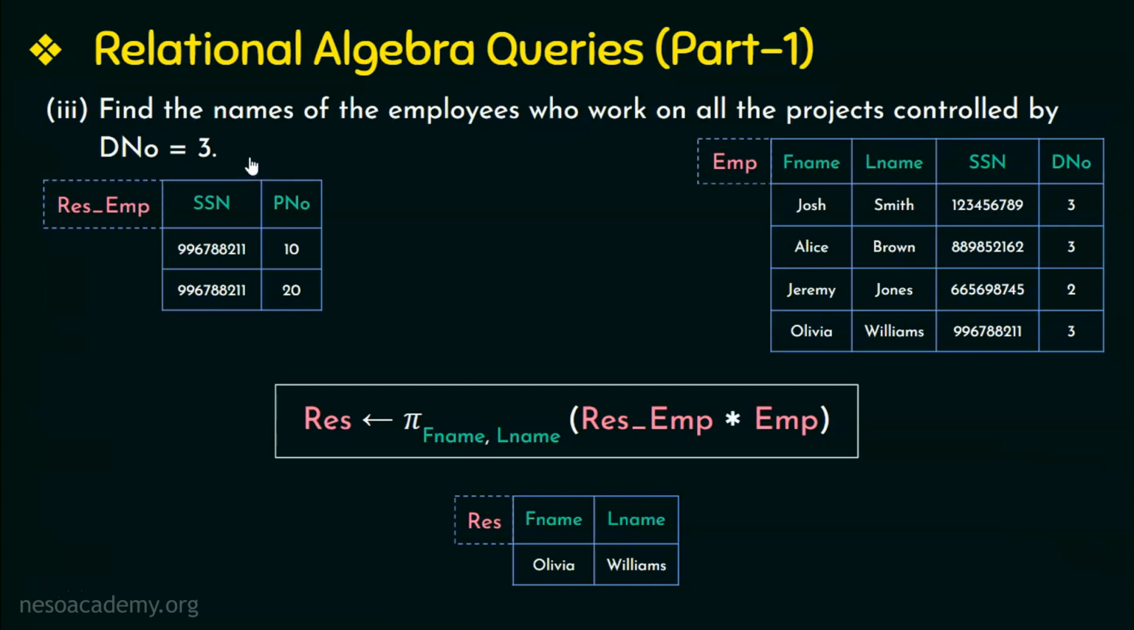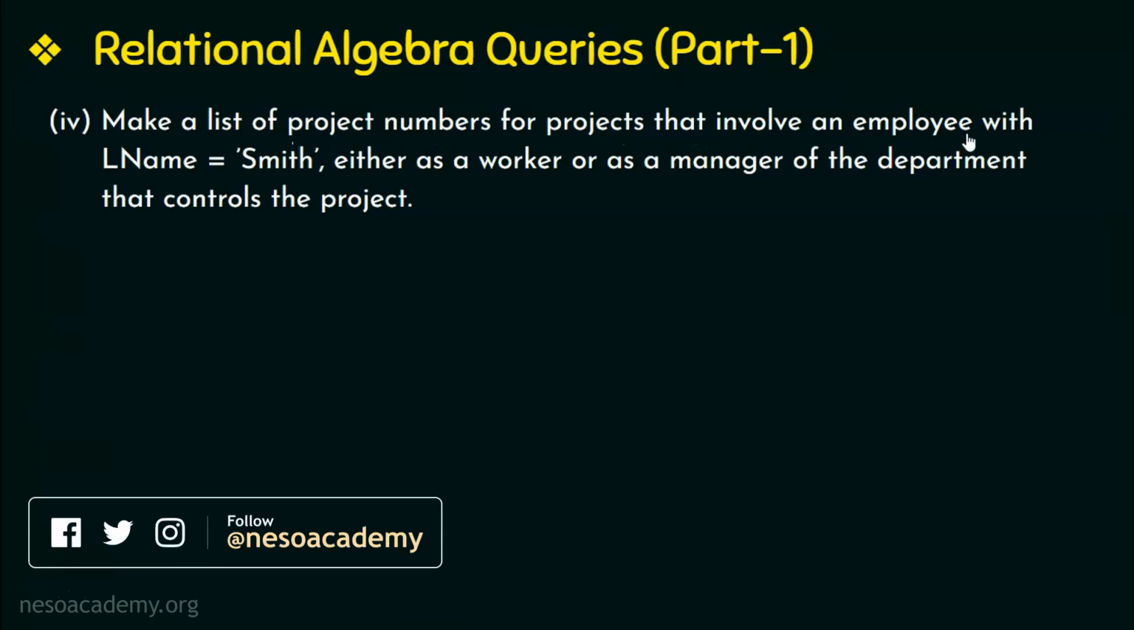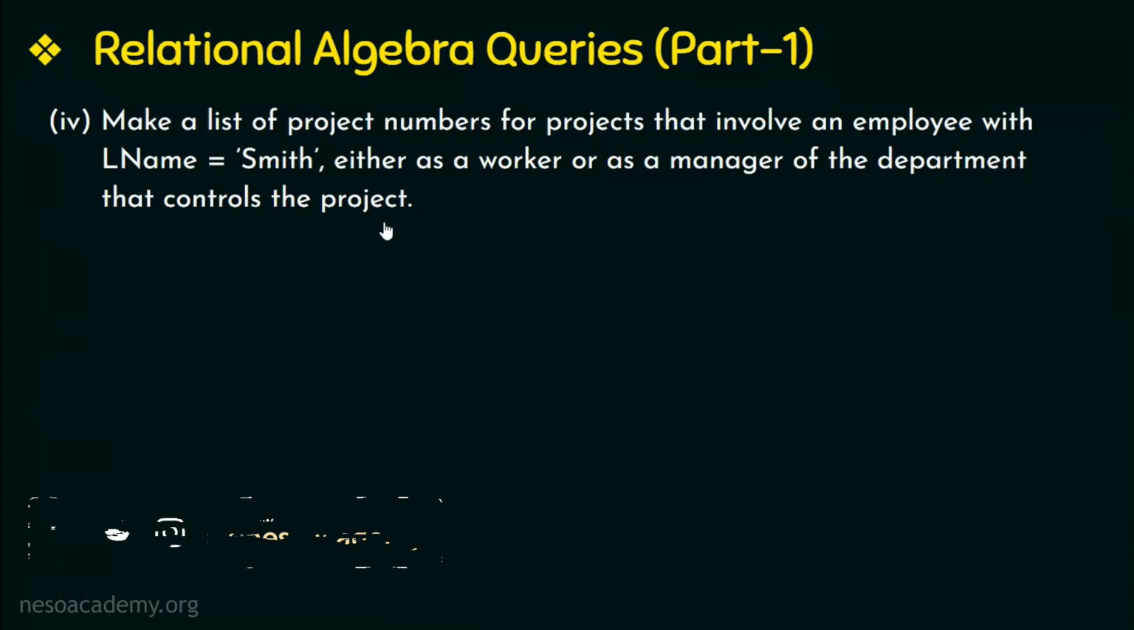Now let us discuss one last example query in this video. Make a list of project numbers for projects that involve an employee with last name or LName as Smith, either as a worker or as a manager of the department that controls the project. So they are asking us to list the project numbers of the projects on which the employees with last name as Smith work on. And that employee could be just a worker or could be a manager of the department that controls the project. Hope you have understood the question.